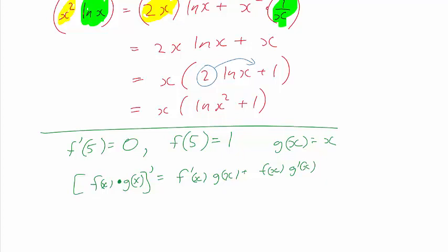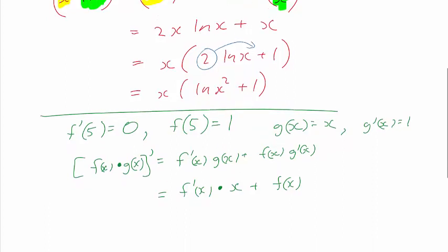All right, good. So we've got all that. Let's go ahead and, we can see, we obviously know what g of x equals right here. And then note g prime of x equals 1. So let's go ahead and simplify. So we've got f prime at x times x plus f of x times 1. So we'll just leave the 1 off, so that's good.